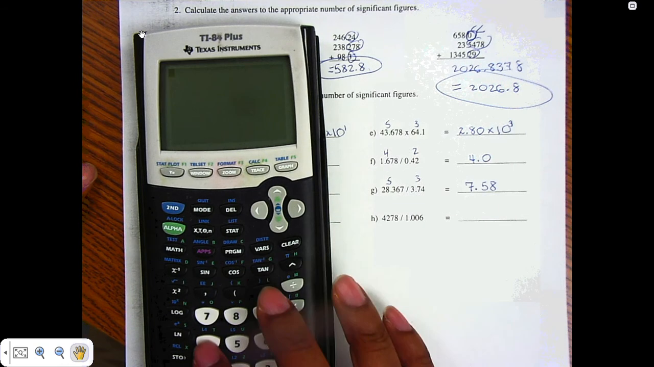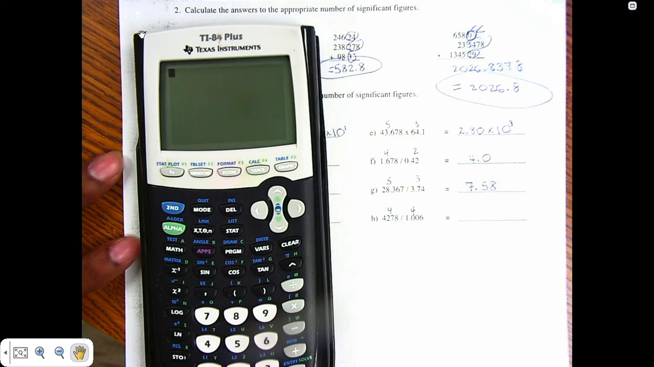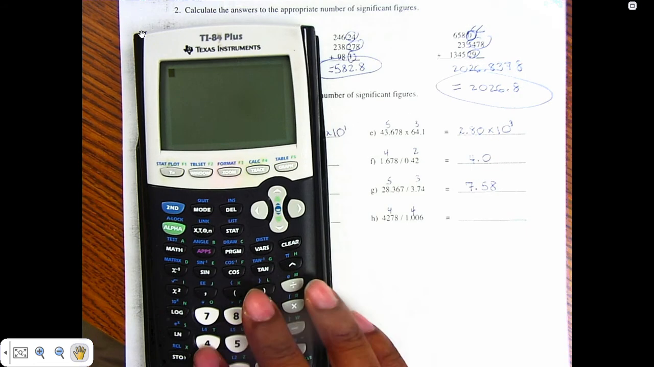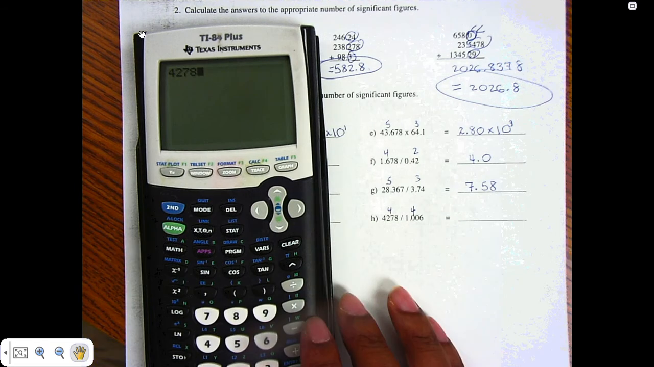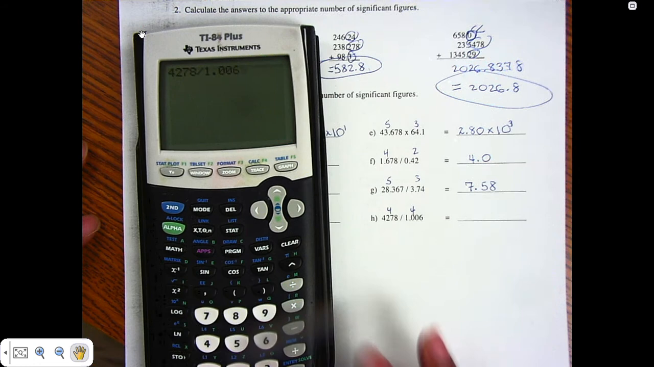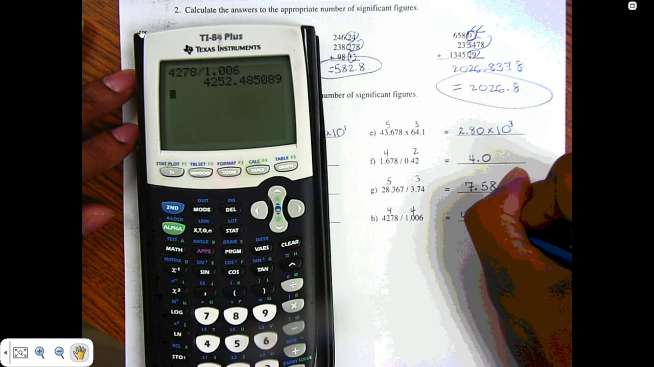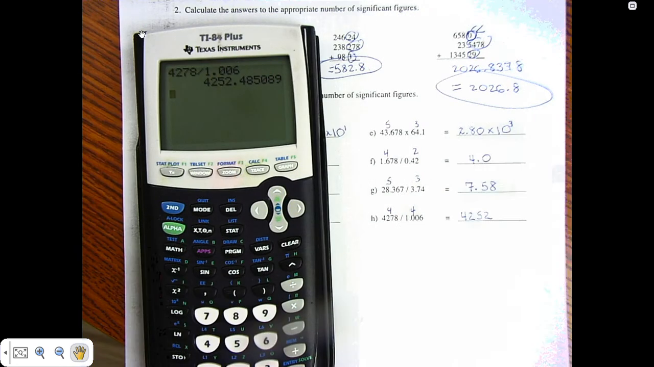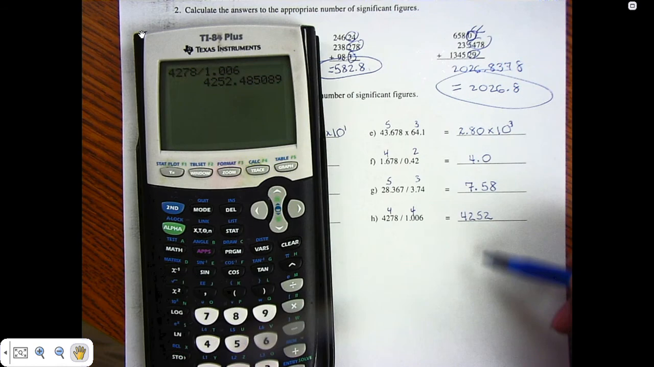And then our last one, we have actually 4 sig figs there and 4 sig figs there. Our answer will have to have no more, no less than 4 sig figs. So 4278 divided by 1.006 ends up with this large number, but again, we have to have 4 sig figs. 4252.